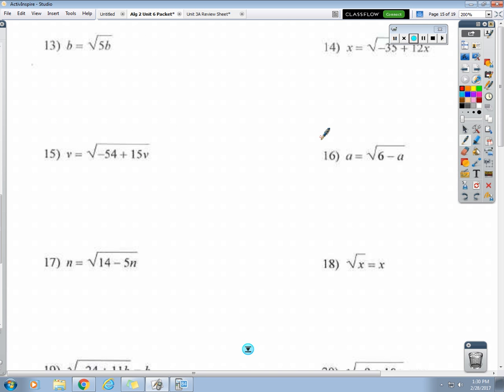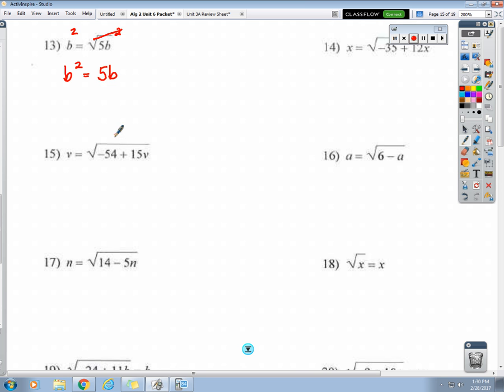Alright, number 13. We have b's on both sides. Well, this b is not by itself because it's multiplied by 5 and there's a square root over it. So what do we need to do first? Right. When we square it, it'll cancel out the square root, leaving just 5b. And when we square this side, we now have b squared.